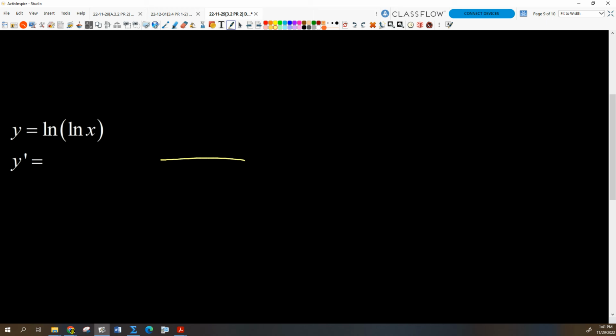So what goes on top? What's u prime? What's u in this, by the way? Log x. Okay, so what's u prime then? 1 over x, right? Derivative of log x is 1 over x divided by u. So 1 over x divided by log x, that's the same thing as 1 over x log x, isn't it? Dividing by log x is the same as multiplying by 1 over log x. Okay? All right, good place to stop.